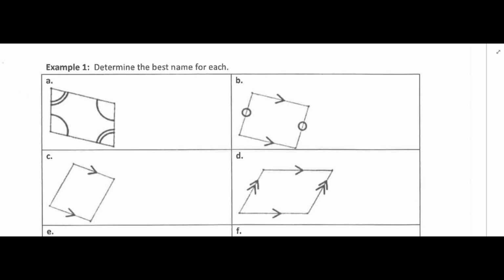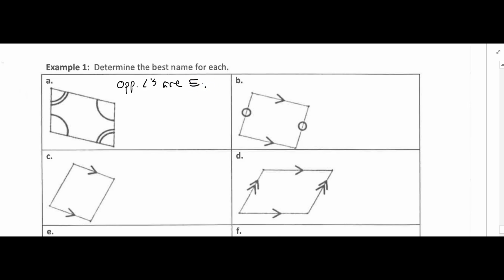So we'll go ahead and take a look at 4 of these examples, and you can go ahead and finish the rest of them. So let's take a look at part A. The first thing that I want you to do is get in the habit of writing down what the tick marks are telling you in the picture. For part A, we can see that this pair of opposite angles are congruent and this pair of opposite angles are congruent. So let's write that down.